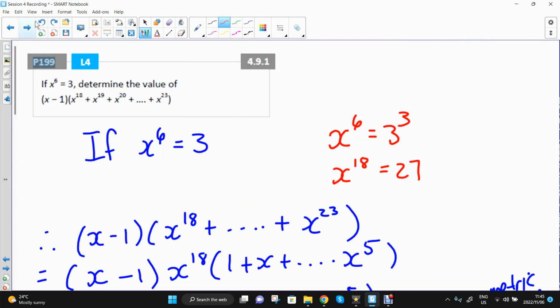If x to the power 6 is equal to 3, determine the value of the following. So what is the answer of the following expression?